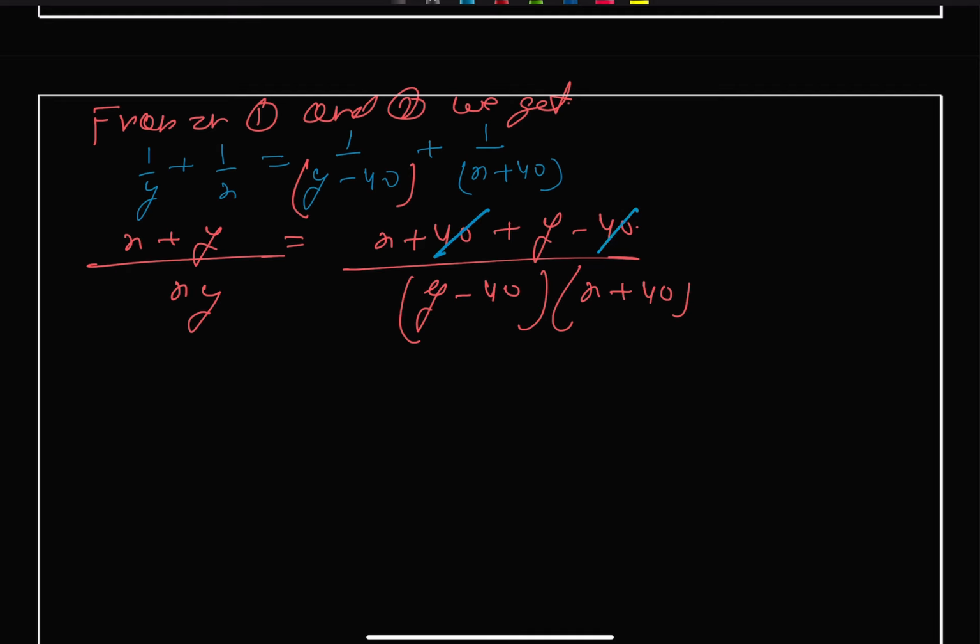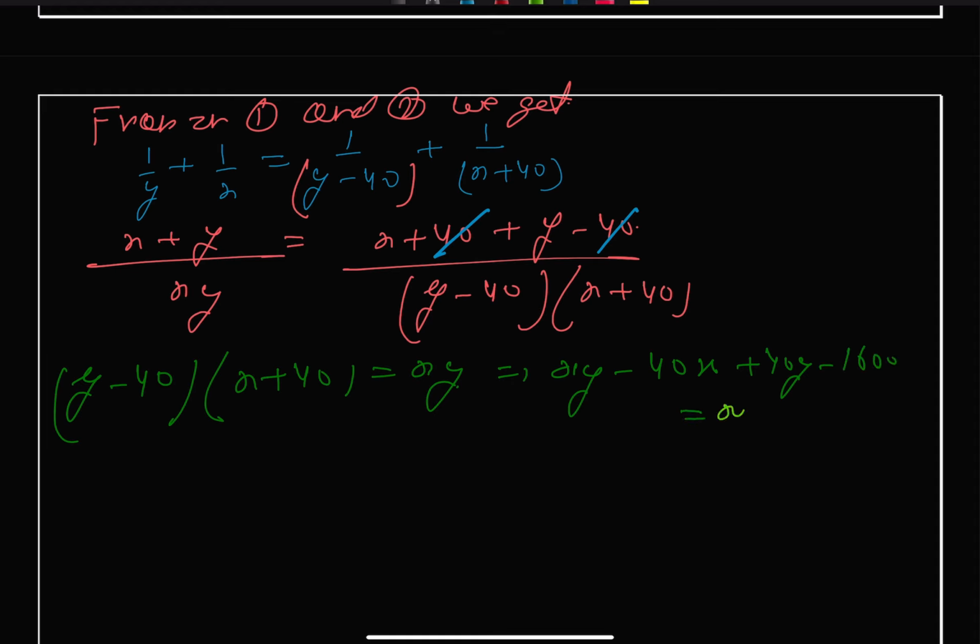40 and 40 goes away, and we are left with x plus 40, x plus y, and x plus y also cancels out. So we get this as y minus 40, and this has x plus 40 is equal to xy. And if we open it, we get this as our xy, and we have this minus 40 for x plus 40 for y, and minus 1600 is equal to xy. And here xy and xy cancels out.